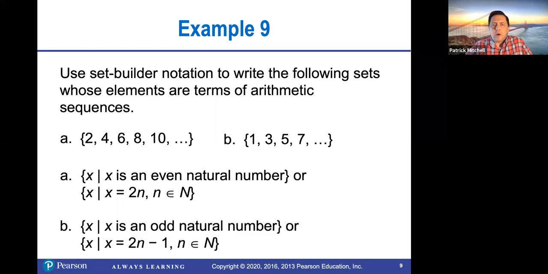And then for the second one, it's very similar. You can say the set of all x such that x is an odd natural number. Or if you want to be a little more mathematical, you can say the set of all x such that x is equal to 2n minus 1 for some natural number n. All right.